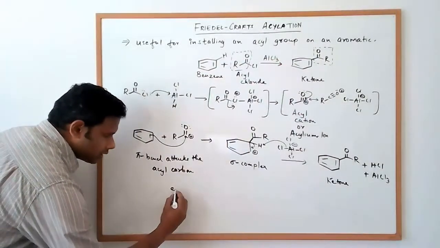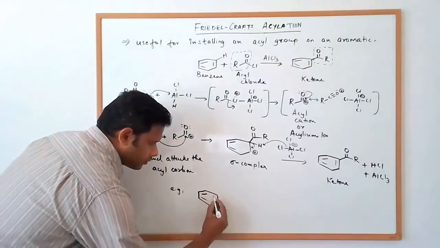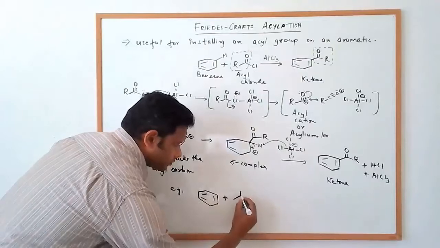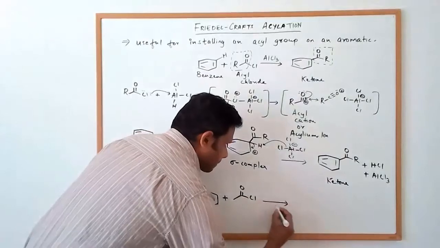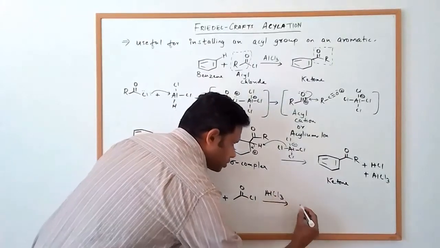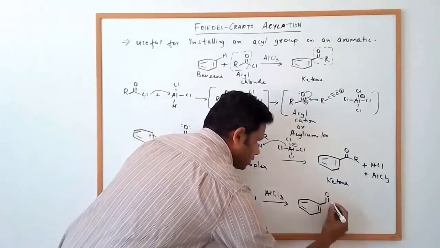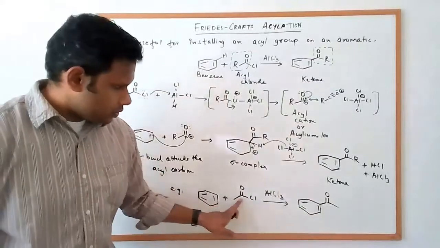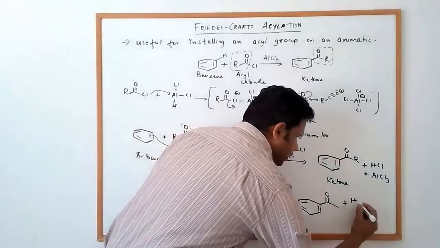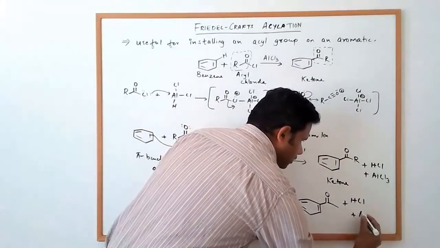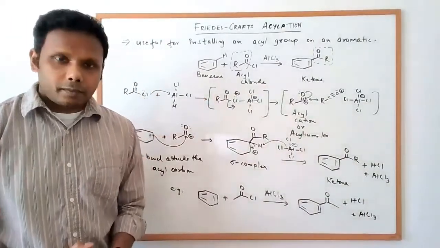So let's look at an example. So let's say if I react benzene with acetyl chloride in presence of aluminum trichloride, then the product that I get is going to be that. So the acyl carbon here is connected to the benzene. Along with that, we will get HCl and we will have aluminum trichloride, which are our byproducts.